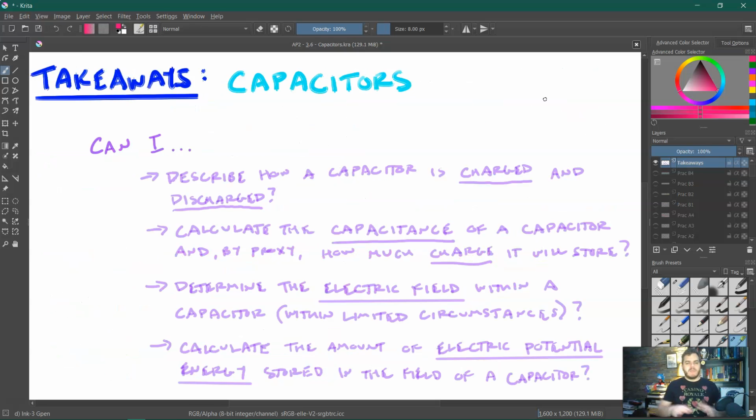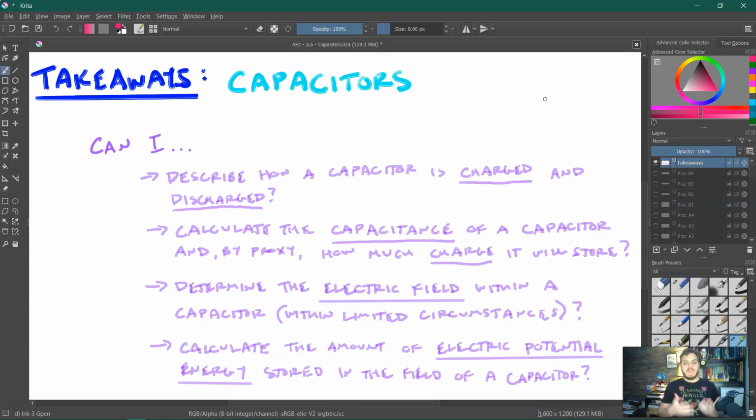So what were the main takeaways on this final lesson in electrostatics? Well, one, can we describe how a capacitor is charged and discharged? We hook it up to a voltage source. Over time, charges start to accumulate until they match that voltage source. We can disconnect it. They're going to keep the charges. And then to discharge it, we have to connect the ends and allow the charges to flow.